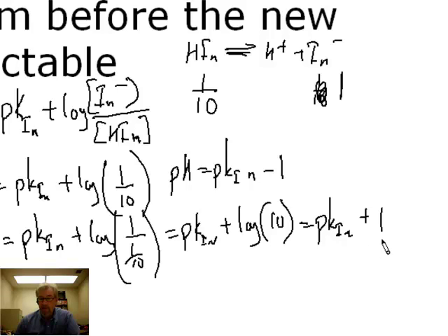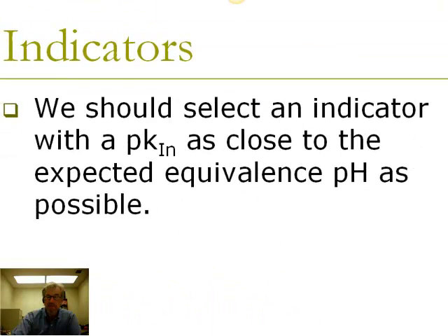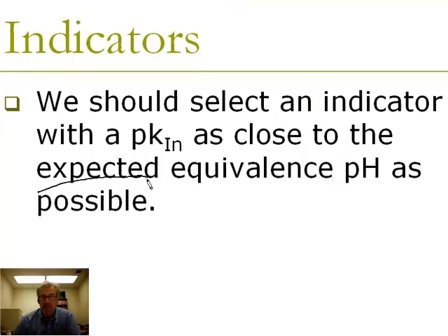So for that reason, our indicator is going to go through its complete color change that's visible to human eyes between pKin minus 1 and pKin plus 1. So in order to make the endpoint and the equivalence point match as closely as possible, we should always select an indicator that has a pKin that's as close to the expected equivalence point pH as we possibly can.